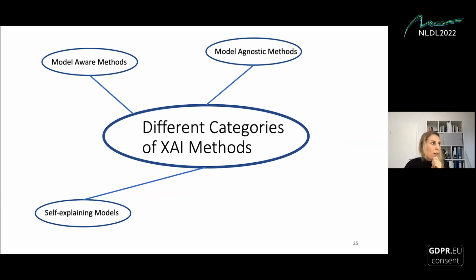Okay, so now I'm coming to a different category of explainable AI: self-explaining models. There is a woman, Cynthia Rudin, a professor from Duke University, and she claims that we should stop explaining black box models and we should directly develop models that are self-explaining so that you don't really need explainable AI anymore.